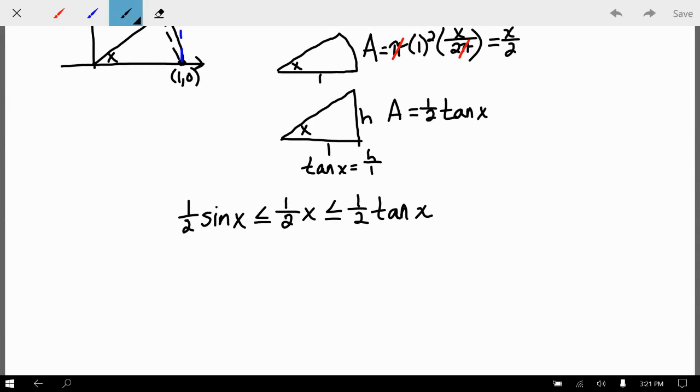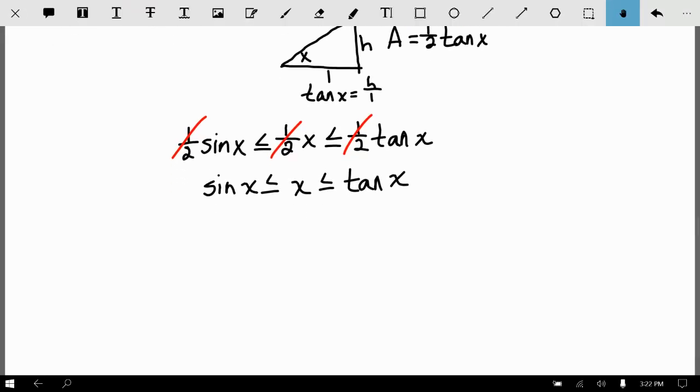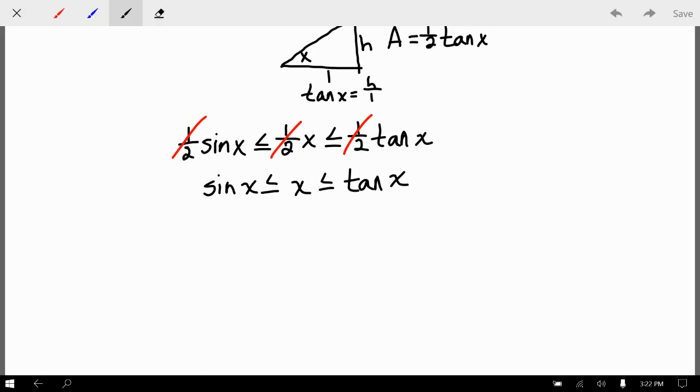Now, first of all, I can simplify this a little bit. I can remove this 1/2 from all of these. It's not going to change anything about my inequality. So just to simplify it, I'm going to rewrite it as sine x less than or equal to x less than or equal to tangent x. Okay, so now somehow I need to get sine x in the middle of this inequality. And I can't multiply by sine x. So really my only option is to divide everything here by sine x.